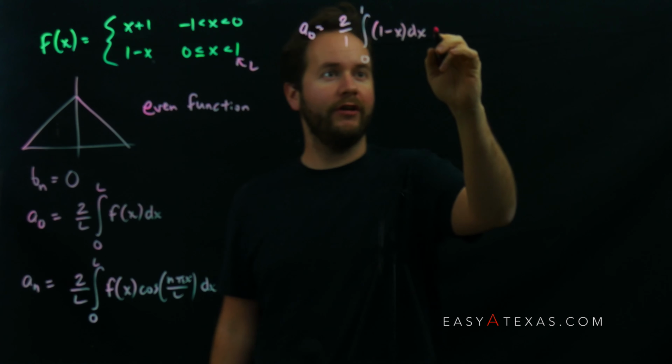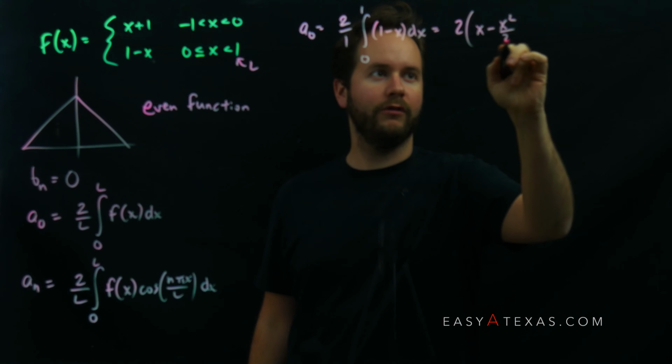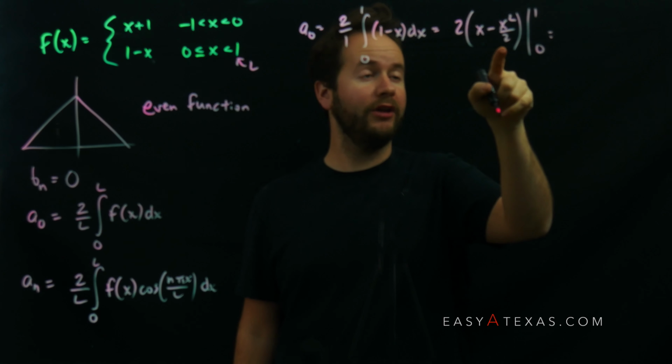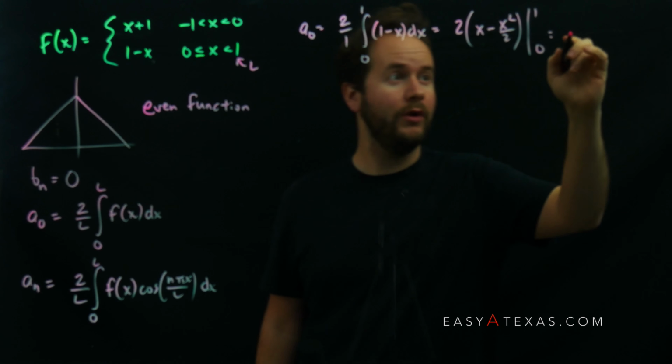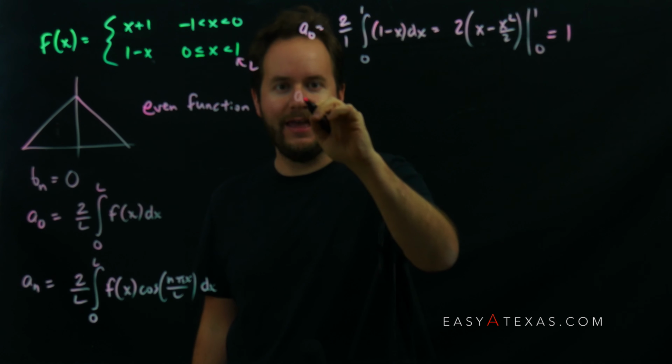I'm going to go ahead and integrate this guy. This is going to give me 2 times x minus x squared over 2. Plug in 1, plug in 0, find the difference, and when I do, I get 1 minus 1/2, which is 1/2, times 2 is 1. Okay, I have a0, now I need to find an.